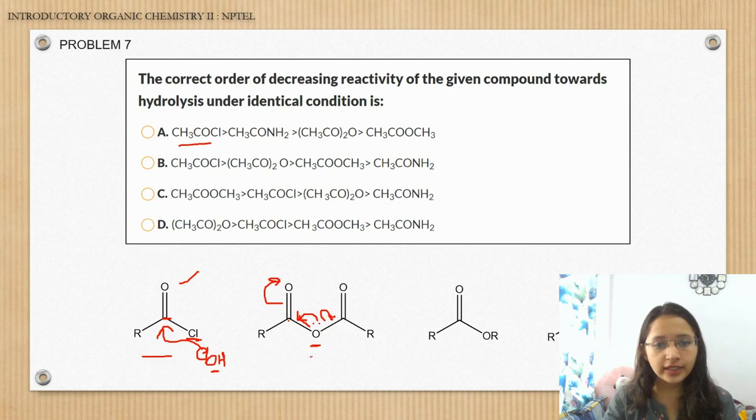All right. So here the conjugation is there. That is why this carbon is not that electrophilic to be attacked by a nucleophile. So now coming to this ester. Now the oxygen is again in conjugation. This lone pair is again in conjugation with this system.